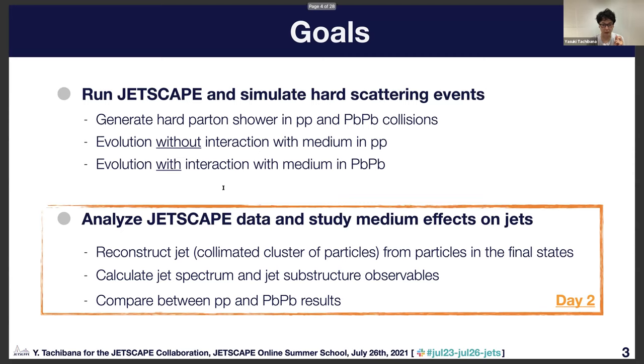Today, we are going to do analysis with JETSCAPE data, and we will study the medium effect on jets. In particular, we will calculate some jet substructure observables using the generated data from JETSCAPE, and we will see the medium effect on them. First, we will do jet reconstruction with a Python script using the FastJet package. I wrote the code, but I found that James's code is good for this reconstruction, so I wrote the code based on his code.